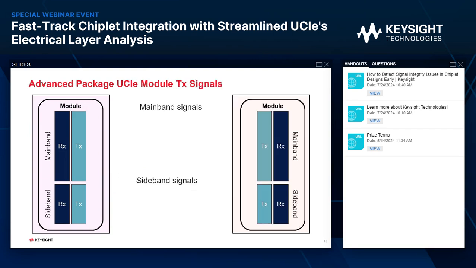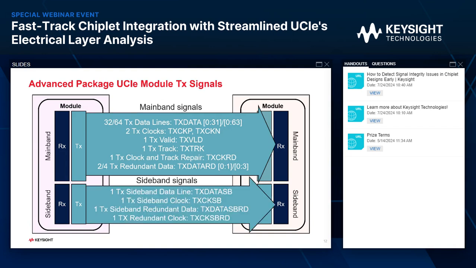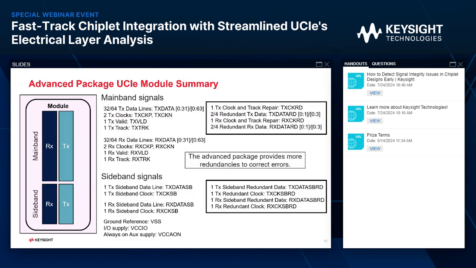For the advanced package, we can see things get a little more complicated because, well, it is advanced. We can have 32 to 64 TX data lines. On the sideband, things are mostly the same, but what I want to focus on here is the additional track and clock repairs and redundant data that is in the advanced package. Moving on to the signal list, we see that this is definitely more involved than the standard package, and it provides more redundancies to correct errors.